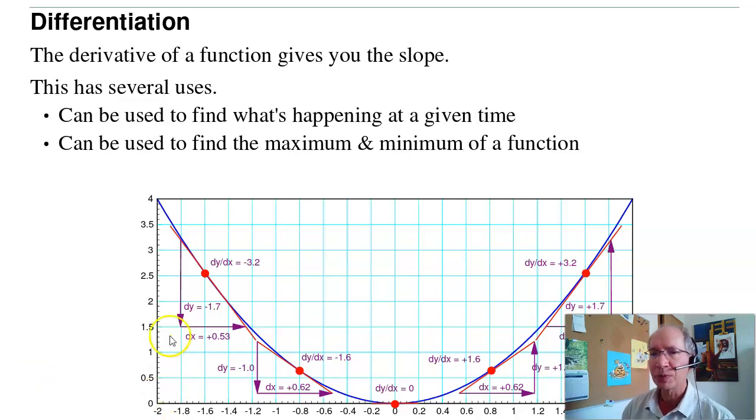For example, suppose I have this parabola. Think about it as me walking in a valley. The slope is the derivative. If I'm right here, the slope is the change in elevation over change in x. It's negative, I'm going down. Then it becomes flat, then I'm going up. So again, the slope is telling you what's happening.